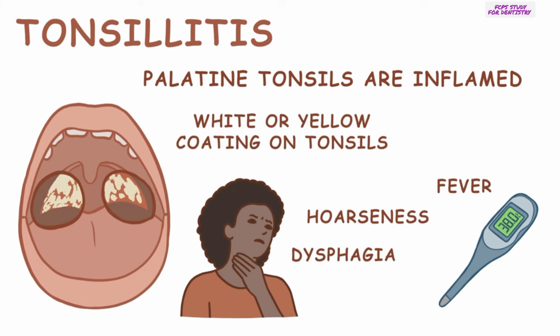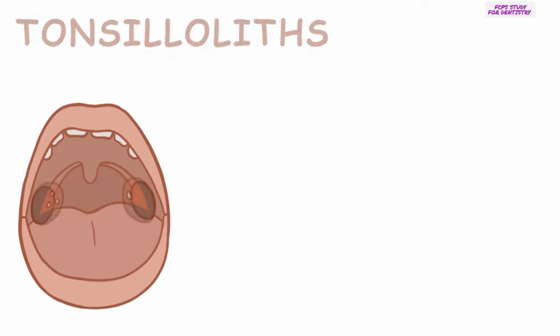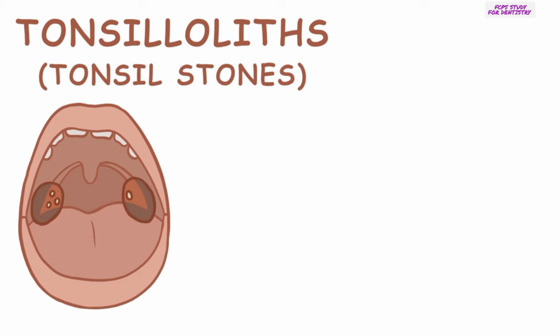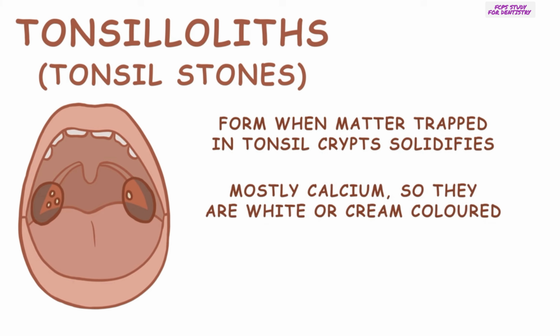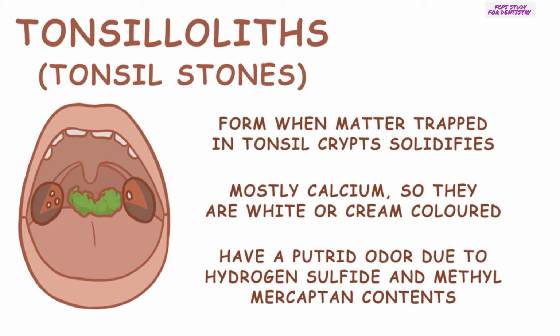Another common tonsil-related problem are tonsilloliths or tonsil stones. These form when matter trapped in tonsil crypts solidifies. They are mostly made up of calcium, which is why they are white or cream in color, but have a putrid odor due to hydrogen sulfide and methyl mercaptan contents.